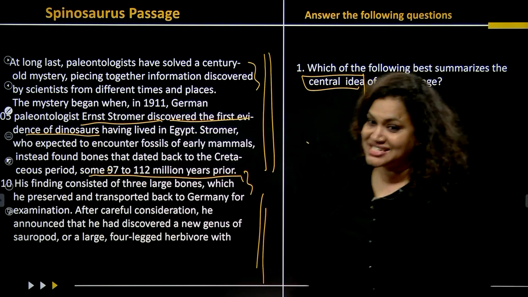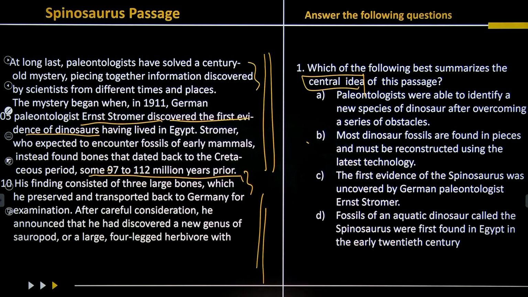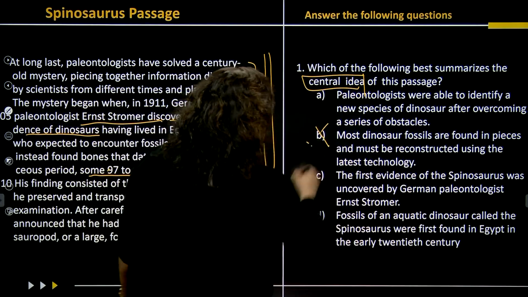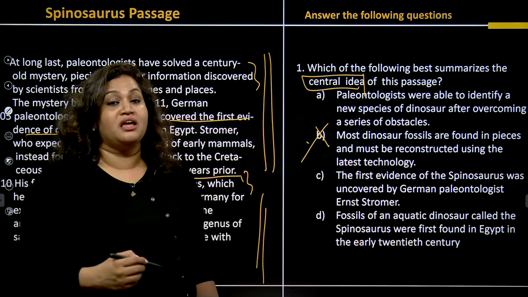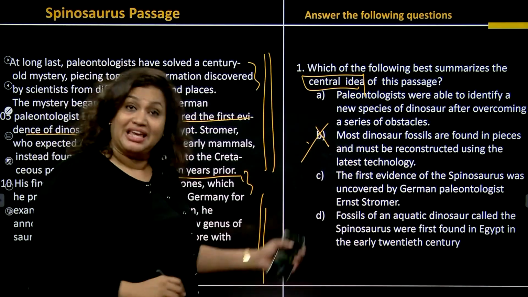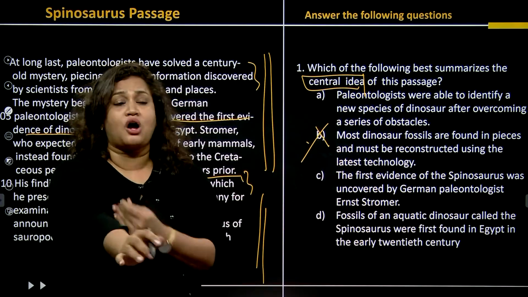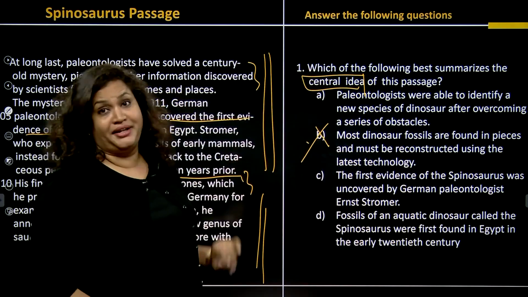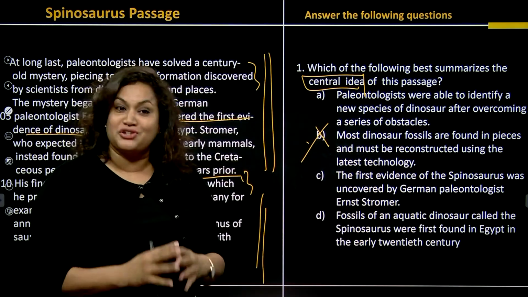So let's see what is the next answer. We have 4 options, out of which we have put aside B and A. B does not look like the most obvious answer, so we are going to cross it out. The first evidence of the Spinosaurus was uncovered by German paleontologist Ernst Stromer. Yes, it was given in the beginning of the passage, but it is not the central idea. They expressed it in the beginning, and they did not talk about Stromer anymore.